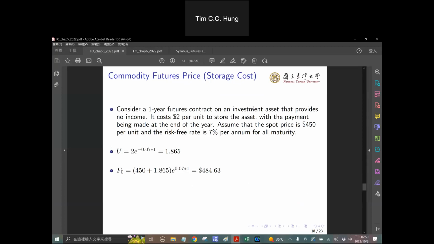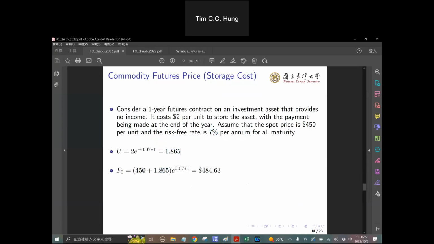So the idea is very simple. We also discount it to consider the present value of this storage cost. The $2 storage cost will be paid at the end of the year. Suppose it was paid at the beginning of the year, then we don't have to do any discounting. But according to this question, these payments are made at the end of the year. So what is this $2 equivalent to at present? We just discount it using our risk-free rate over here, 7%. So it's equivalent to paying $1.865 at present.